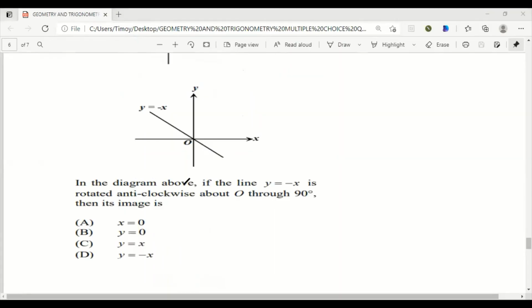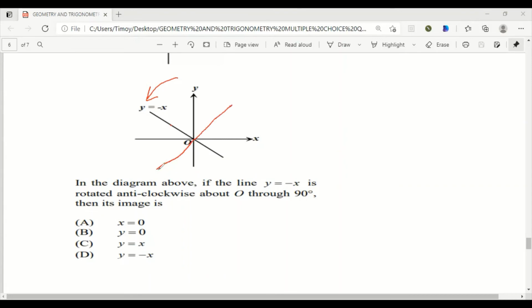In the diagram above, if the line y equal x is rotated anti-clockwise about O through 90 degrees, then its image is, so let's think about it. We have this line. We want to rotate it 90 degrees in an anti-clockwise direction. That means we want to go in the direction of that arrow. So if we rotate this line from here 90 degrees, then it must drop into this quadrant halfway, like that.